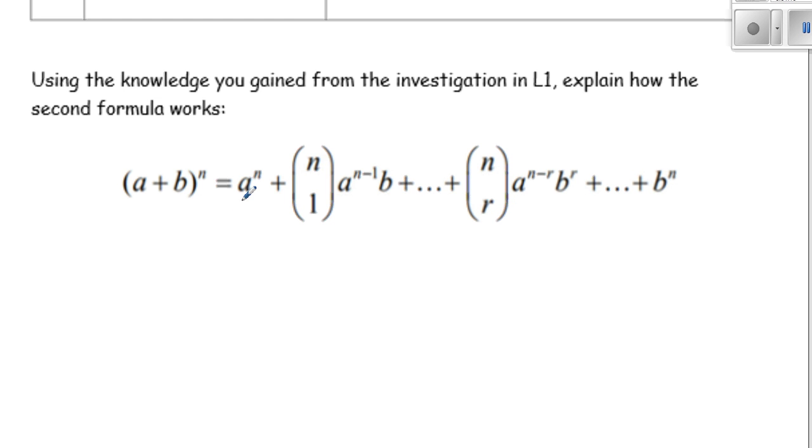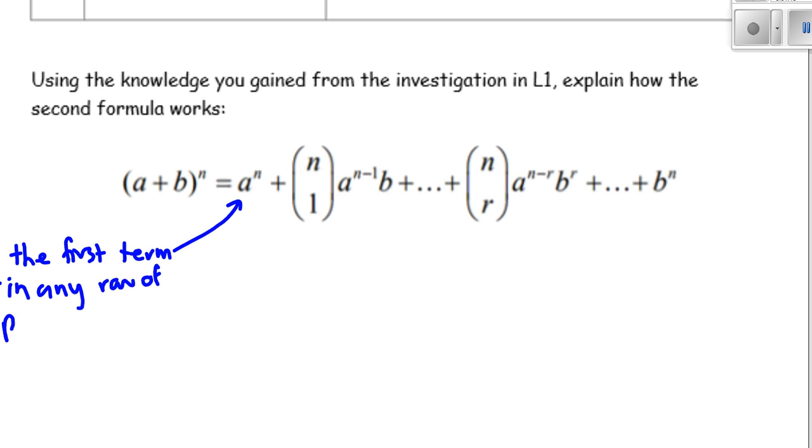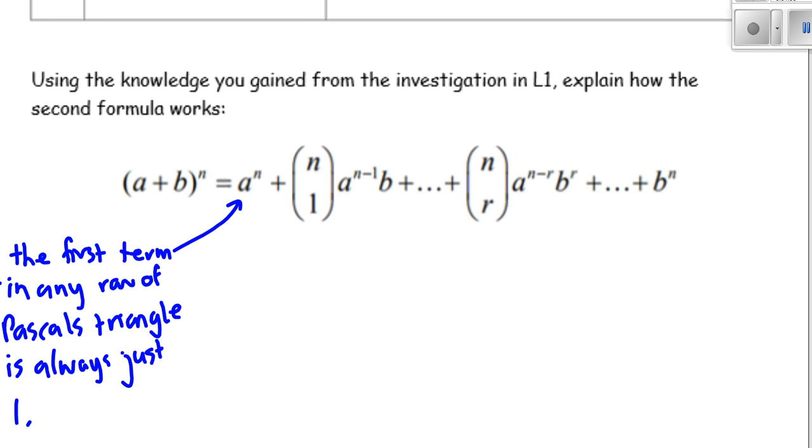Yeah, that's the reason why. So just demystifying this formula so that if you're required to look at it, if you forget how to do binomial theorem, you'll understand what it means. So the first term in any row of Pascal's triangle is always 1. It's always just 1. Hence why it's, for example, 1 to the n. So they don't bother to write the 1.